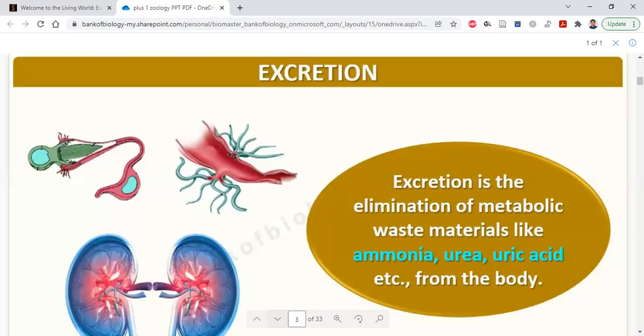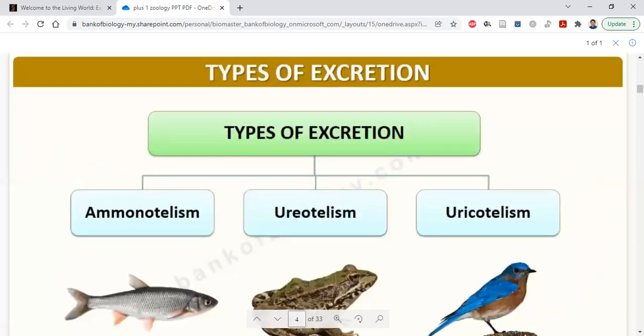Ammonia is the most toxic form and requires a large amount of water to eliminate it, whereas uric acid, being the least toxic, can be removed with a minimum loss of water. On the basis of the main excretory products, animals can be divided into three groups majorly: ammonotelic, ureotelic, and uricotelic.